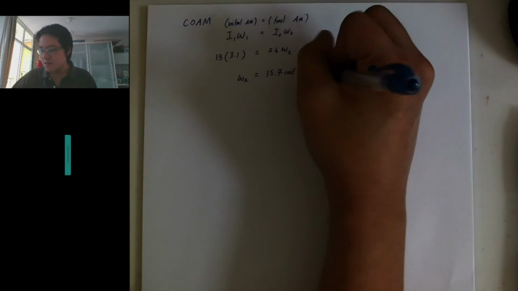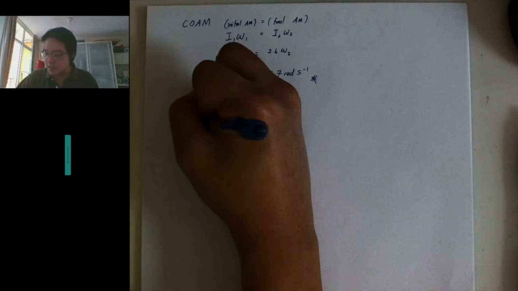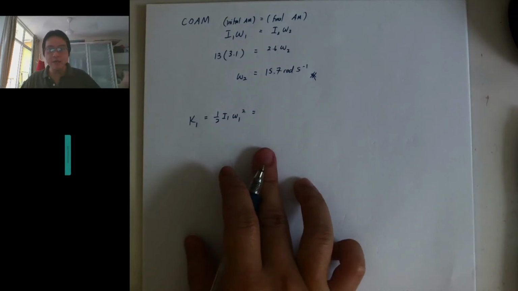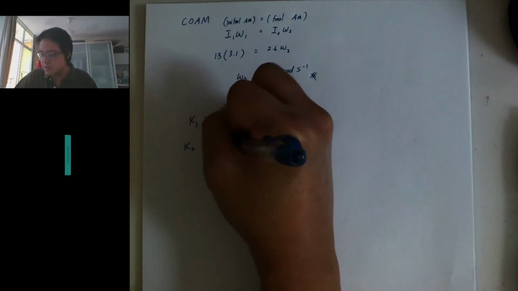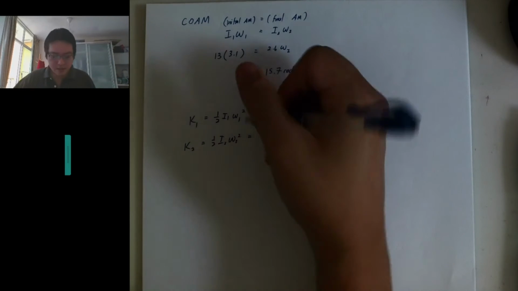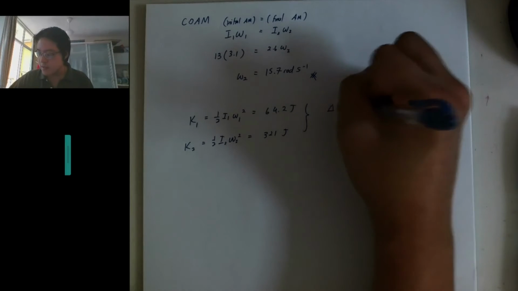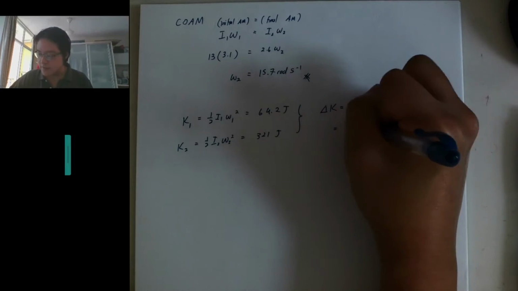Okay, any question? So the next part is to find the energy, right? That one is very easy. The initial energy is just half I1 omega 1 square. We have the information of all that already. So just compute, it is 64.2 joules, and the second one, you just use the final values, and it is 321 joules. If you calculate the difference, K2 minus K1, you realize that this is 257 joules.